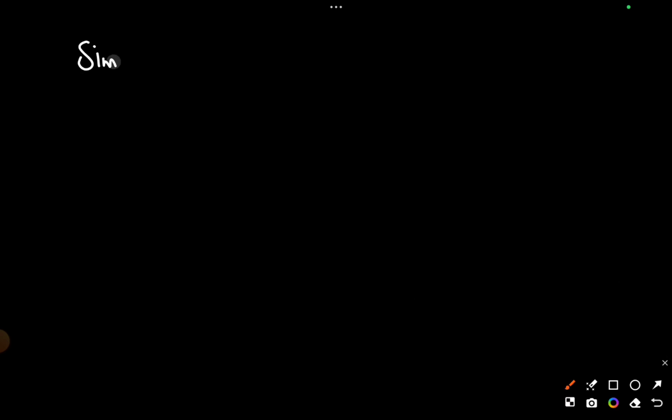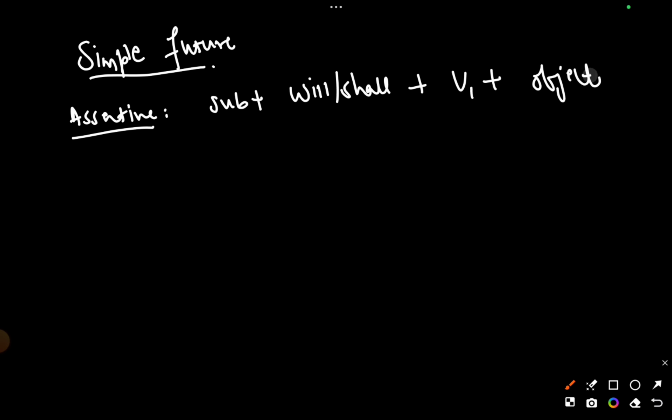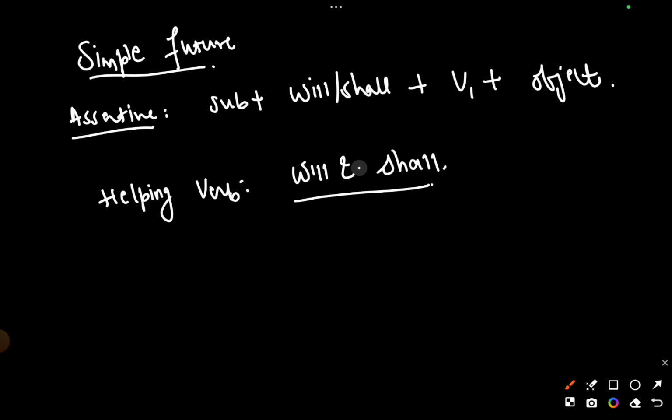Simple future, assertive. First of all, subject, then we will use will or shall plus verb's first form plus object. In this, the helping verbs are will and shall.